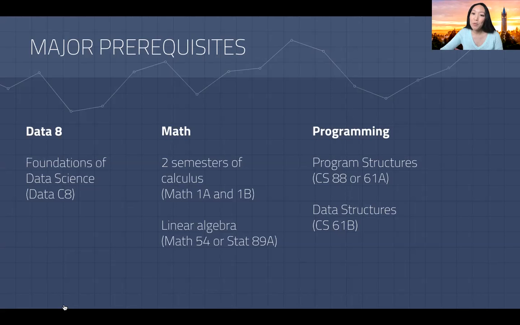And then finally, we require 2 courses in programming. Usually you would take these after you've done Data 8. So 1 course in program structures, which is most often going to be Computer Science 88 or Computer Science 61A. And then a course in data structures, which is Computer Science 61B. So these courses can easily be spread out over your first 2 years by taking usually just 1 or 2 each semester, and then the rest of the time you might be working on breadth requirements for your college requirements as well.